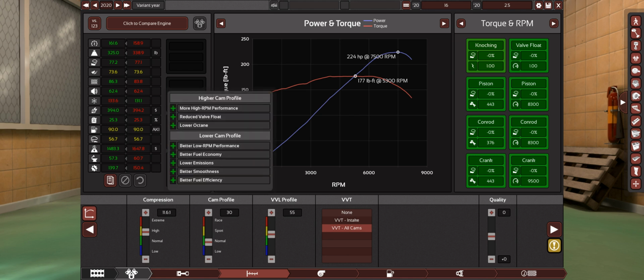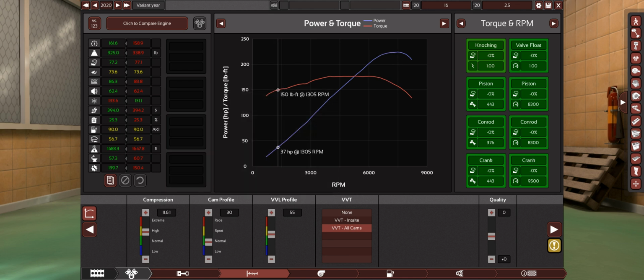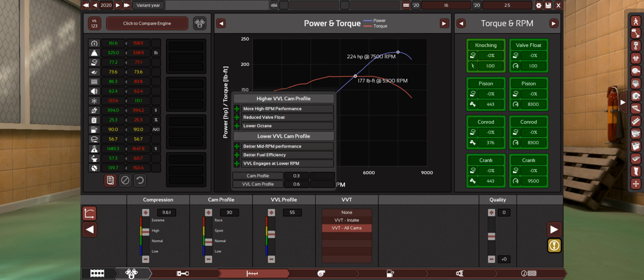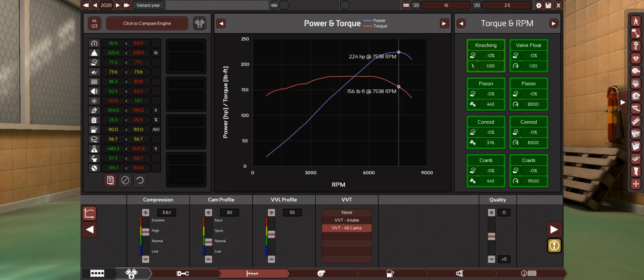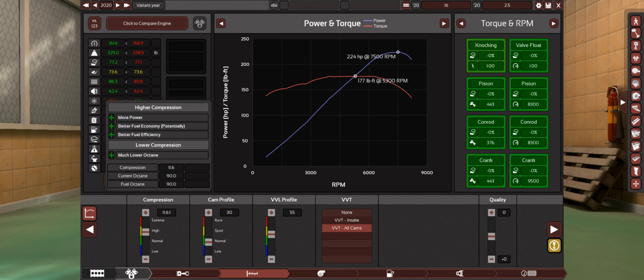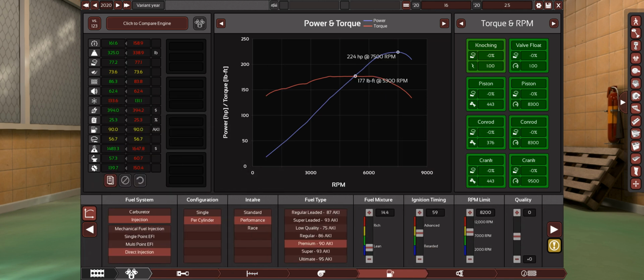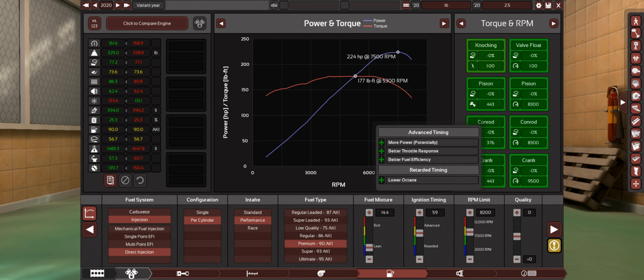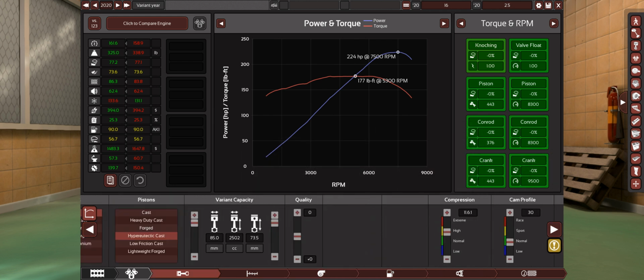Cam profile is at 30 for good fuel economy and torque at the low end, and a 55 VVL profile, because we should have these engines a little bit sporting. This is the kind of thing you'd find in like a higher trim level of a V6 sedan. High compression, because past a certain point more ignition timing isn't helping as much as more compression is.